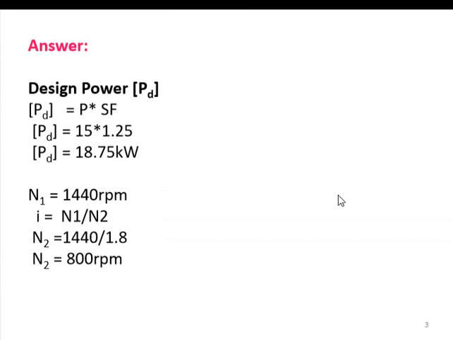Let us start with the design power. Since they have given us the service factor, the design power turns out to be 18.75 kilowatt. Since we know the reduction ratio and the motor speed, the machine speed becomes 800 rpm. It is important to observe that in this particular question, the application of this flat belt drive is not mentioned. So that's why I used a word called machine speed.